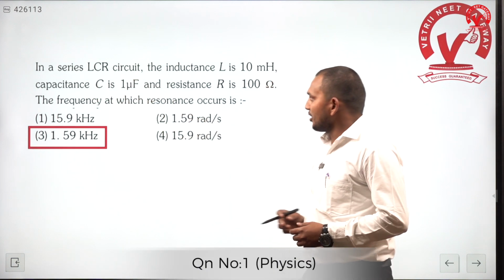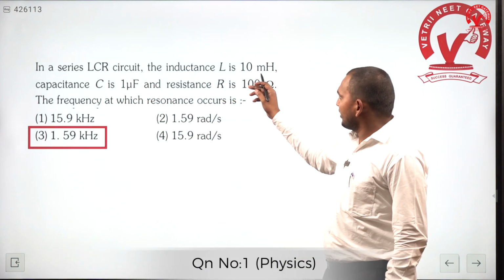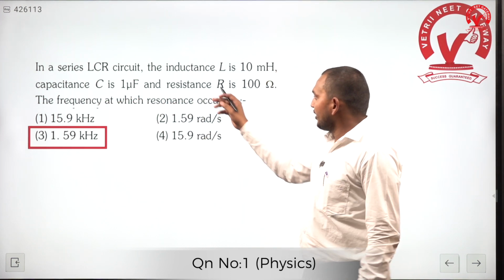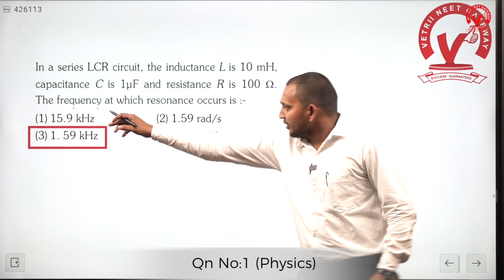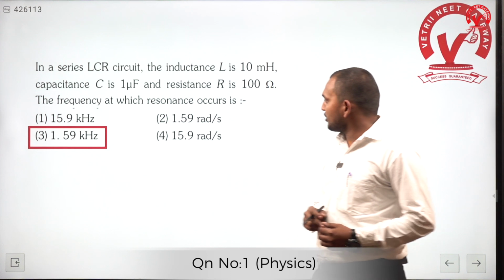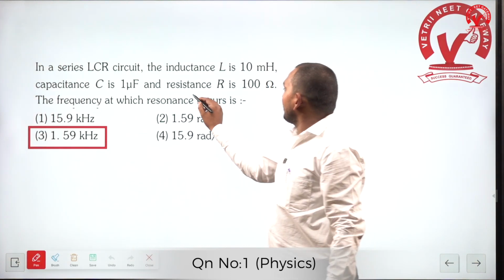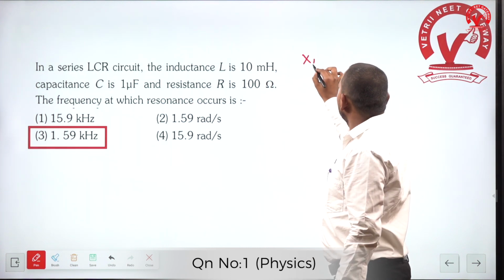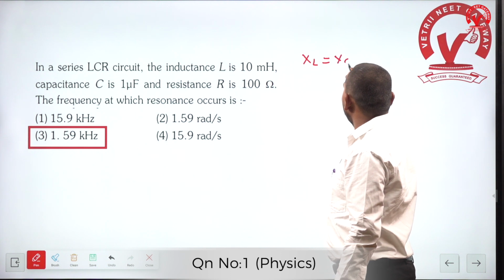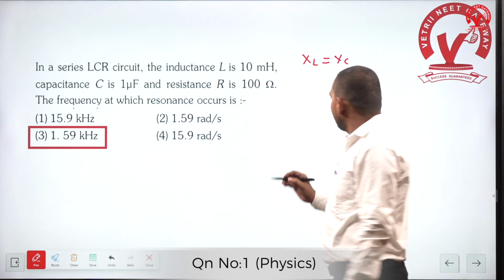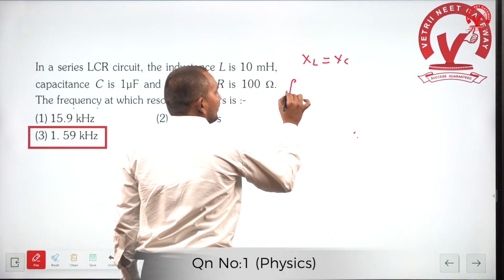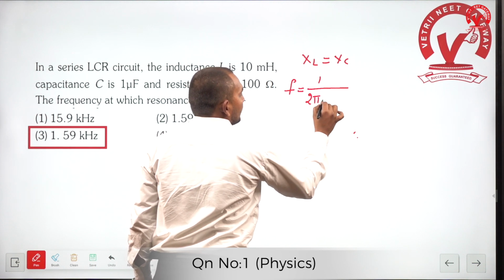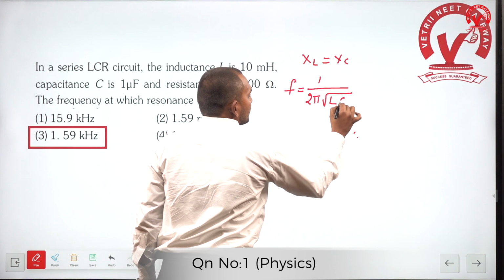In a series LCR circuit, the inductance L is 10 millihenry, the capacitance C is 1 microfarad, and the resistance R is 100 ohms. The frequency at which resonance occurs is? When we discuss resonance, we say that XL is equal to XC. We want to find the frequency: f is equal to 1 divided by 2 pi square root of LC.